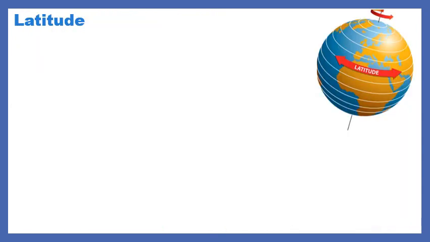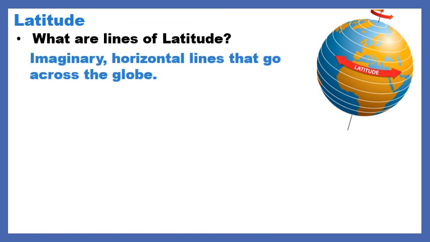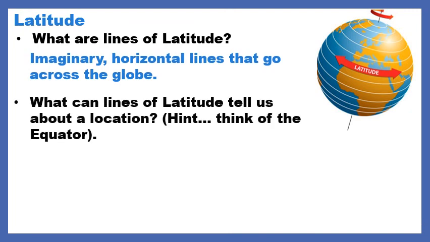Let's talk about latitude now. What are lines of latitude? This was part of your homework from yesterday. What do you think? Lines of latitude are imaginary horizontal lines that go across the globe. So they don't actually exist. If you were looking at Earth from space, you wouldn't see these little lines drawn around Earth, but we just use them to help us for maps and locations, and they do tell us something.